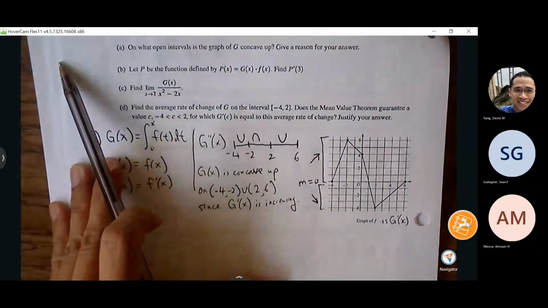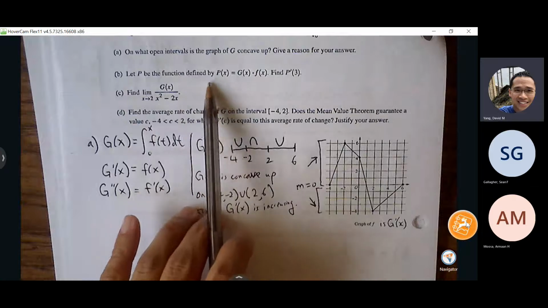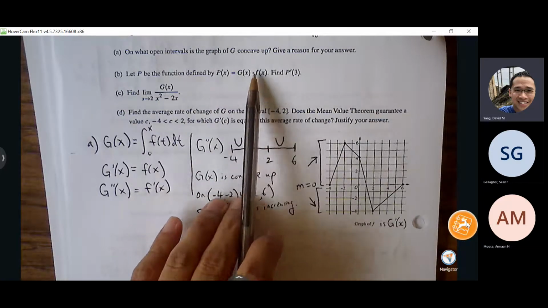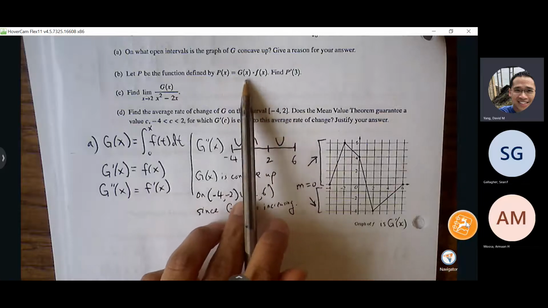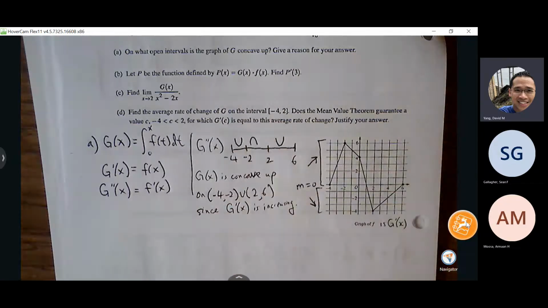Part B, let P be defined as P of x equals g of x times f of x, find P prime. Hopefully we recognize this as a need for product rule. So we go through product rule. F prime g plus f g prime.